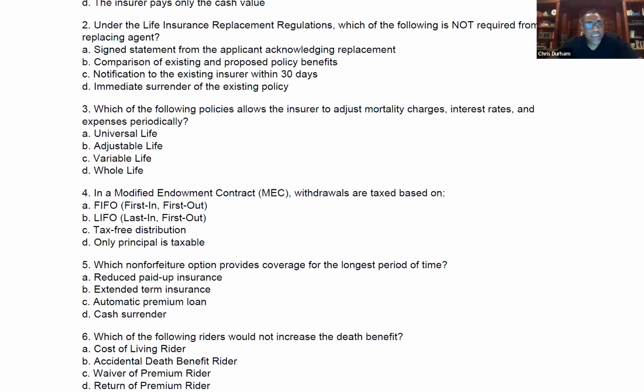No, the answer is A. So why do you know it's not D? Because whole life is not going to change. Right, it's fixed premium, fixed death benefit. Why do you know it's not C?